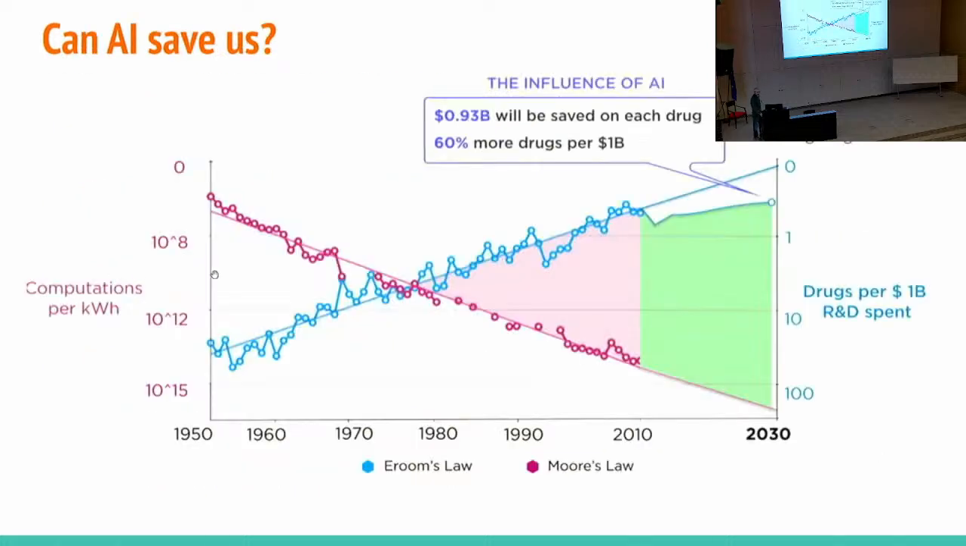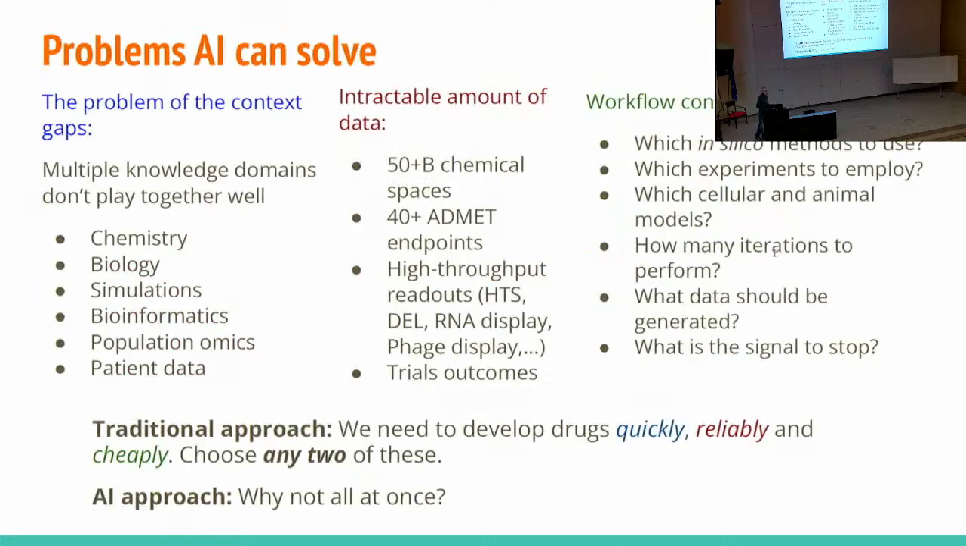And as you can see, if all this is true, then probably we will get out of Eroom's exponential law, and we will save quite a lot, more than 1 billion by year 2030 on one drug on the market. So which problems can AI actually solve? There are quite a lot of them, and I classified them into 3 categories.